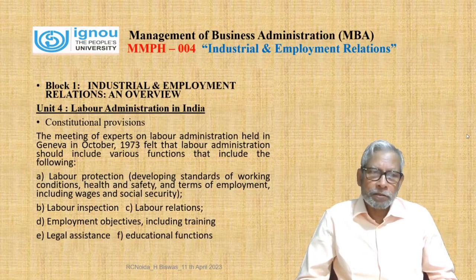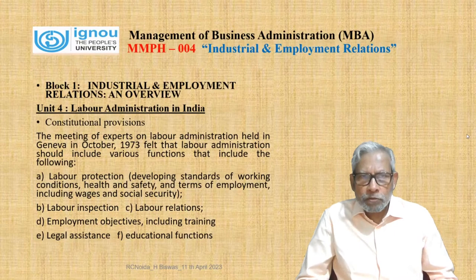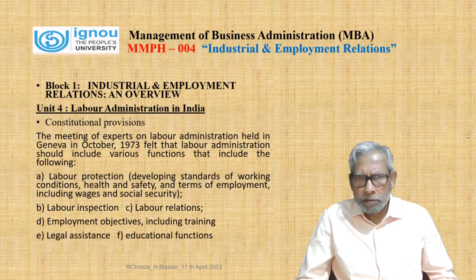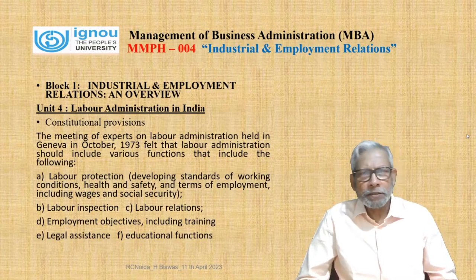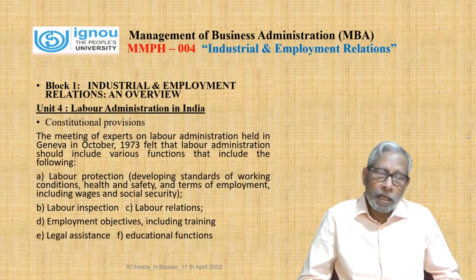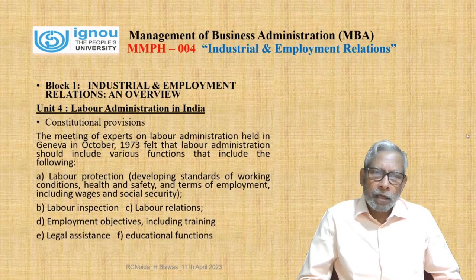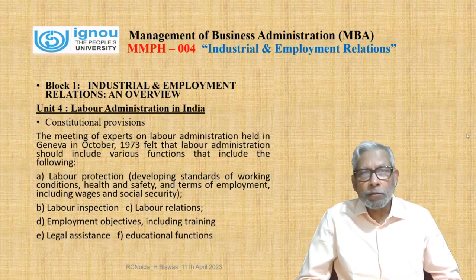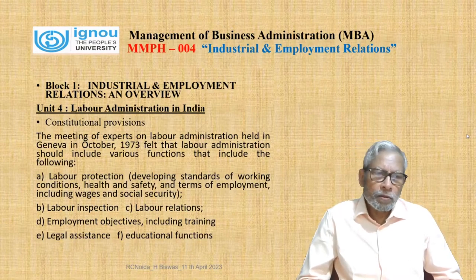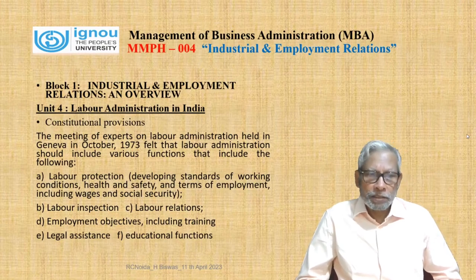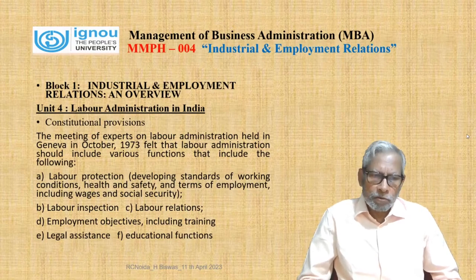Second is labor inspection. Inspection is required to see whether things are moving in the right direction, and if any implementation or modification is required. Inspection is basically required to control things, and at the same time you can take feedback. Then labor relations: we have to see whether they are at par with the standard, whether labor relations are in a developed condition or not. Then the employment objectives should be clear. What the objectives of employment are has to be clear.